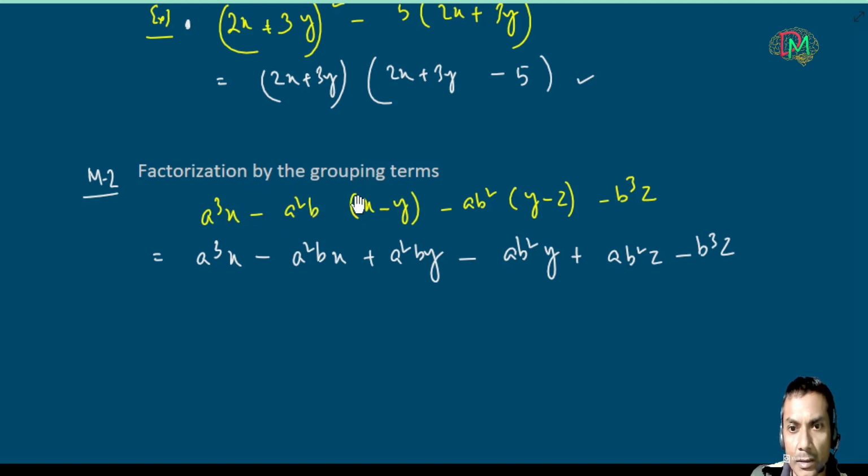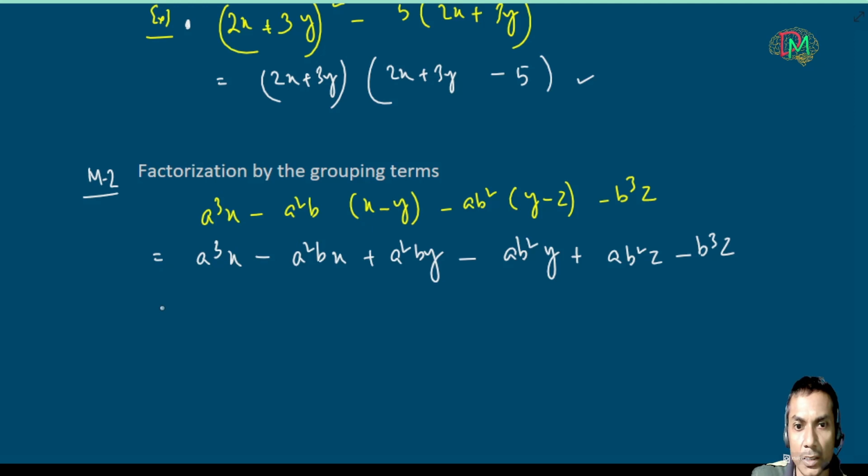So what is the meaning of grouping? Look at this: these are totally different factors, so we cannot take any common factor from these terms as they are. So we change the grouping so that we can find a common factor, correct? So how can you do that? This is the method of grouping of the terms.